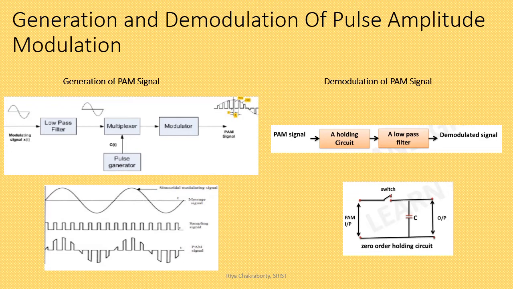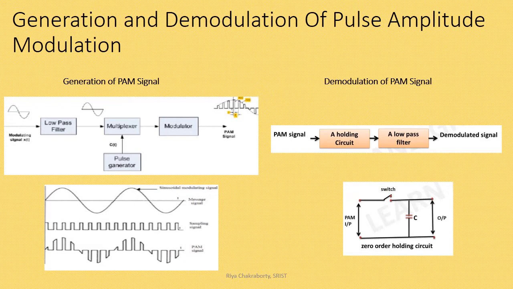Here, the switch S is closed after the arrival of the pulse and it is opened at the end of the pulse. In this way, the capacitor C is charged to the pulse amplitude value and it holds this value during the interval between the two pulses.